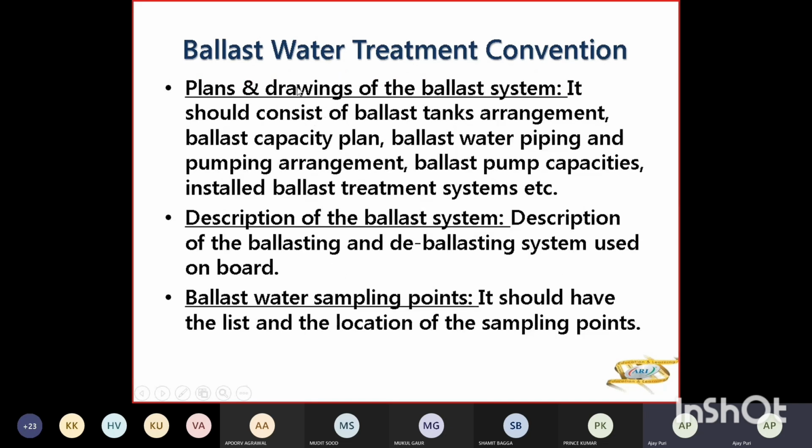Then it should also have plans and drawings of the ballast system, which should be ballast water arrangement, ballast capacity plan, ballast water piping, pumping arrangement, ballast pump capacities, installed ballast treatment system on board. Description of ballast system will be how you do ballasting and deballasting. Then you'll have ballast water sampling points. Where are they? What is the location? That list should be there in the plan.